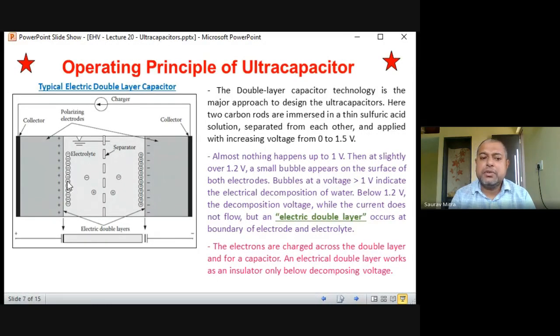And as the negatives are stored here in the electrode, this is the boundary of the double layer. To balance and counter the negative, all the positive gets stored here, and this positive and this negative actually go through the load when we ask for discharge.